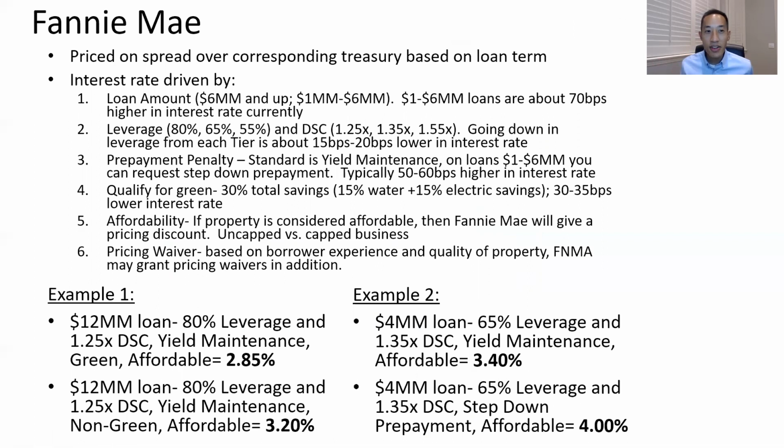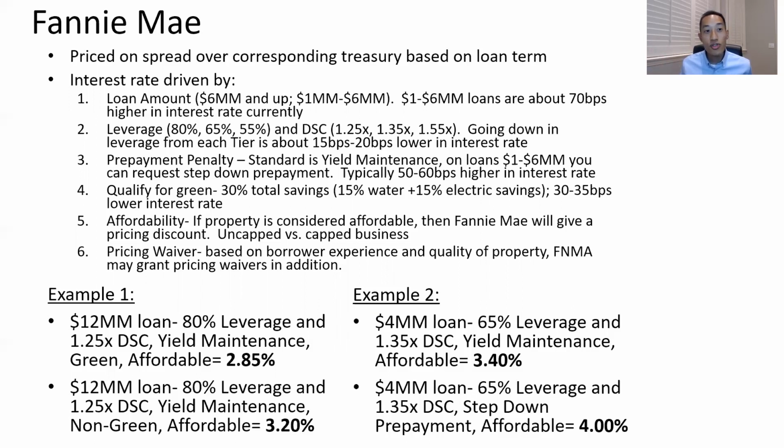Fannie Mae, the way they start out is they say, all right, what is your loan amount? Is it $6 million and higher, or is it $1 to $6 million? And the $1 to $6 million, those are the smaller loans. Those are priced about 70 basis points higher than your $6 million and up. So that is a very important threshold. If you're out there doing loans or trying to buy a property, you want to be over that $6 million to get the best interest rate on your loan.